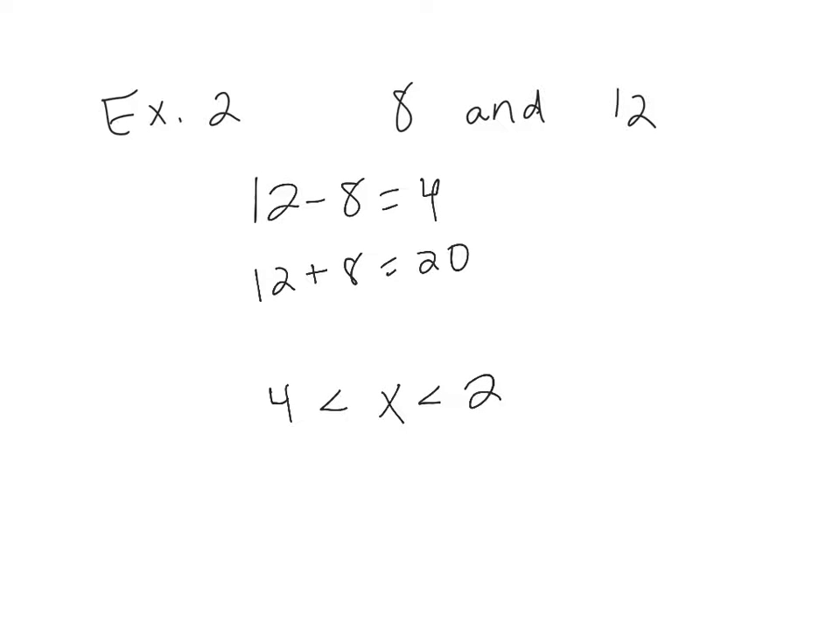So some acceptable values would be 4.5, 4.25, 4.02. It only has to be a little bit bigger than 4. And it has to be less than 20. So anything up to 19.99999, etc., as long as it's just beneath 20, would be acceptable.